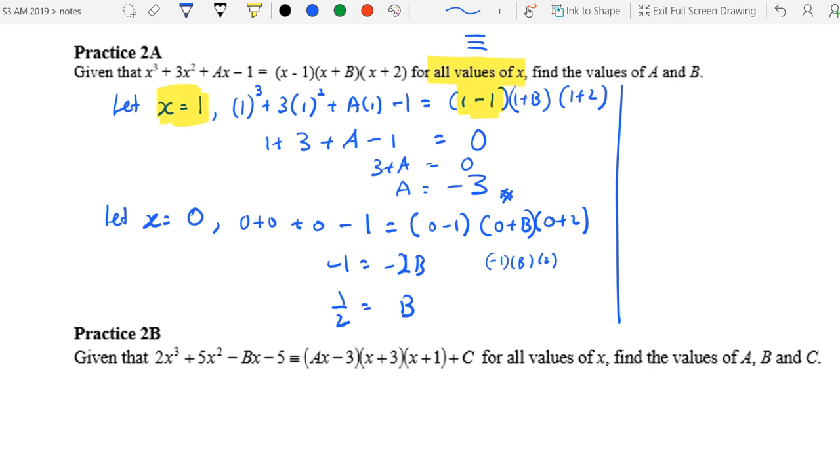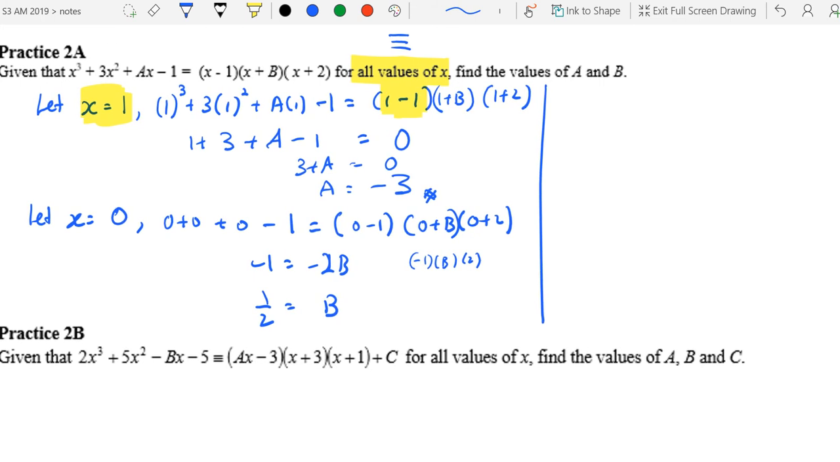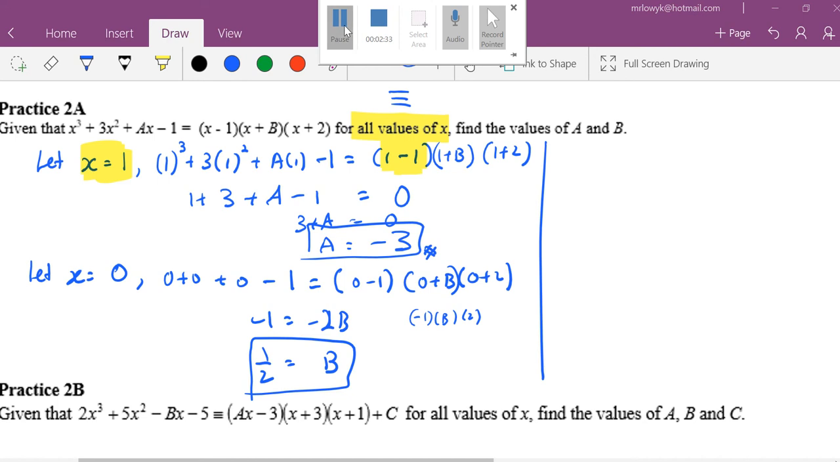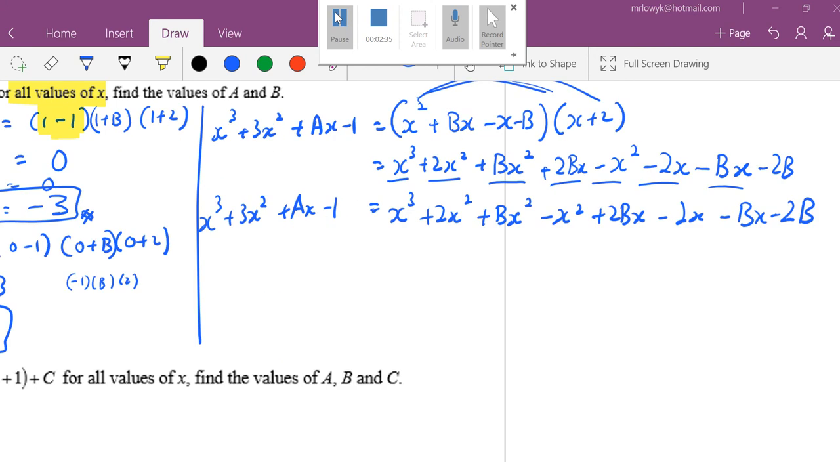Okay, let me do the expansion method. Can I show the expansion method? How many of you do expansion method? Okay. So I get a equals to half, a equals to -3, b equals to half. Now let me pause the video now and then I do the expansion first, then I record. Now, so I continue. After expansion, I continue.